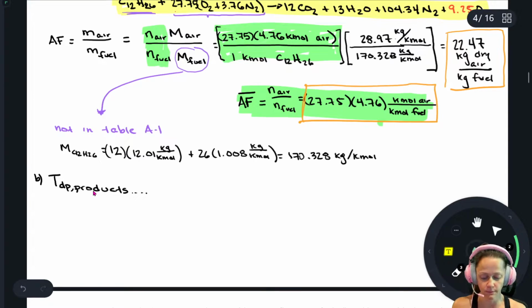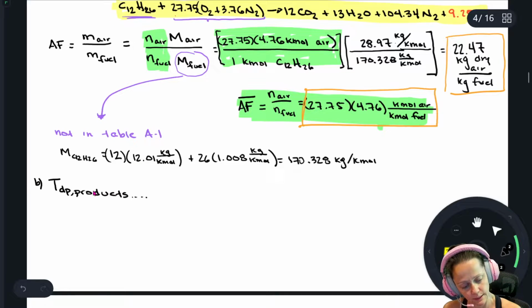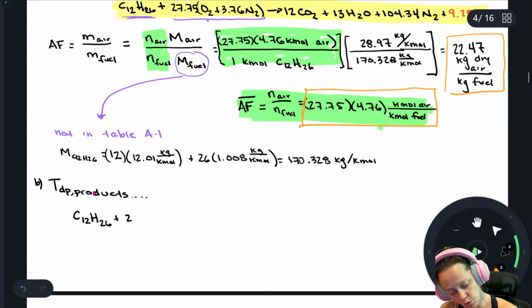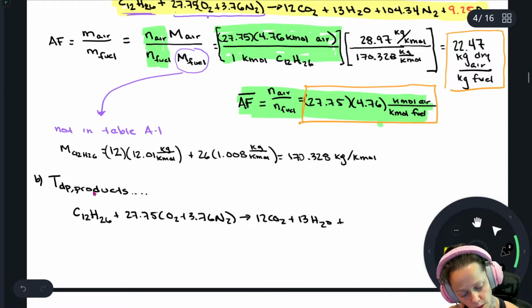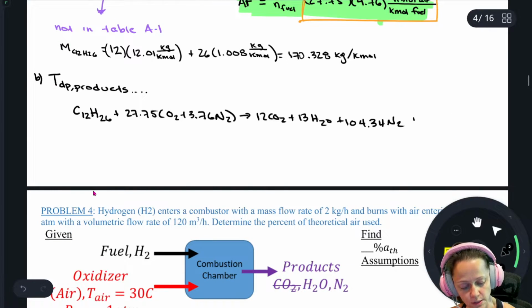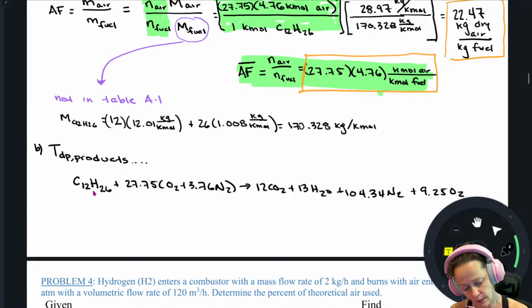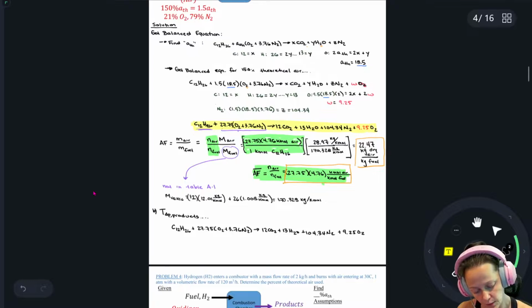So again, we're going to be referencing that balanced chemical equation. C12H26 plus 27.75 times O2 plus 3.76 nitrogen yields 12 CO2 plus 13 H2O plus 104.34 nitrogen, plus 9.25 oxygen. I did not realize that I was going to be running out of room here.